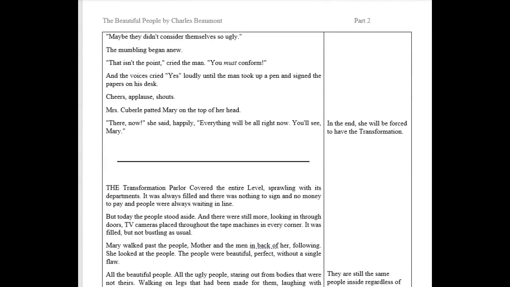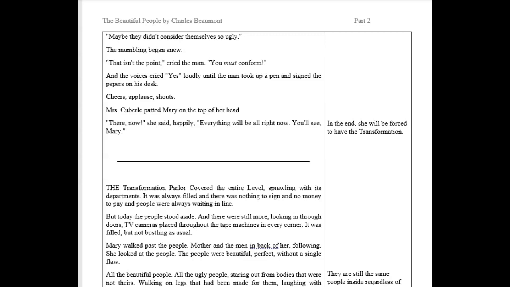Maybe they didn't consider themselves so ugly, the mumbling began anew. "That isn't the point," cried the man. "You must conform." And the voices cried, yes, loudly, until the man took up a pen and signed the paper on his desk. Cheers, applause, shouts. Mrs. Cuberell patted Mary on top of her head. "There now," she said happily. "Everything will be all right now.